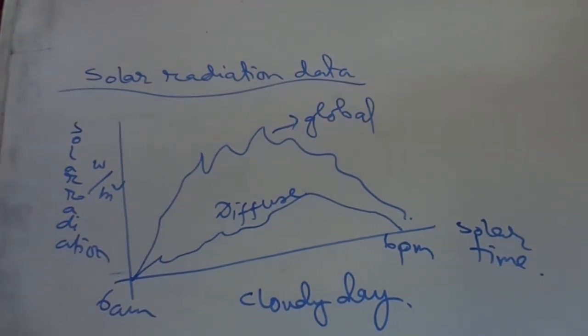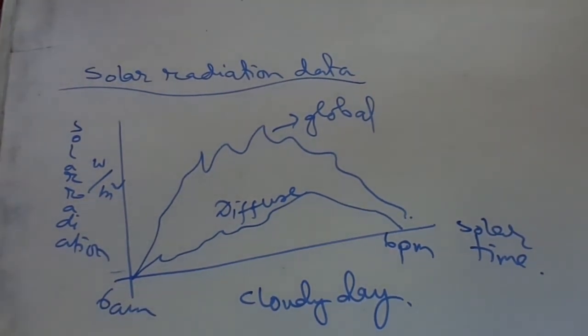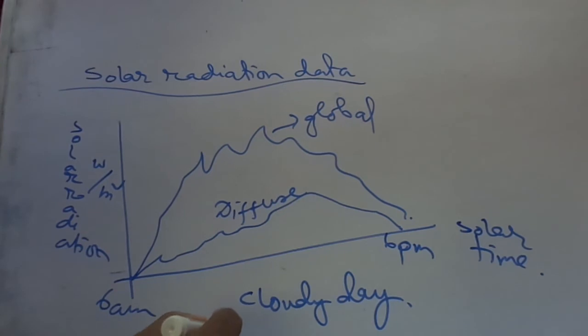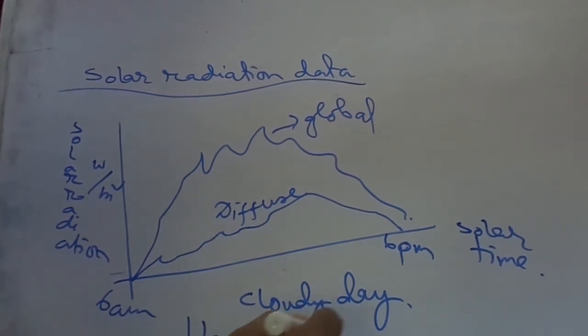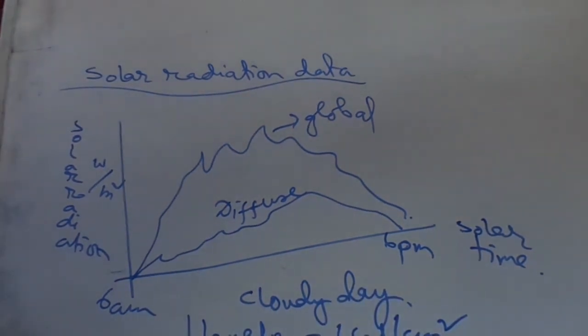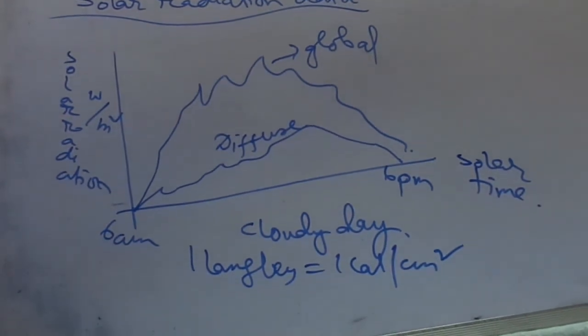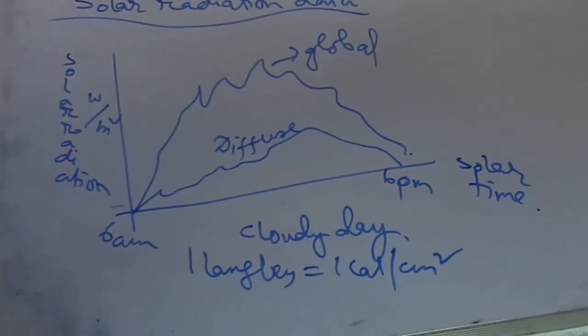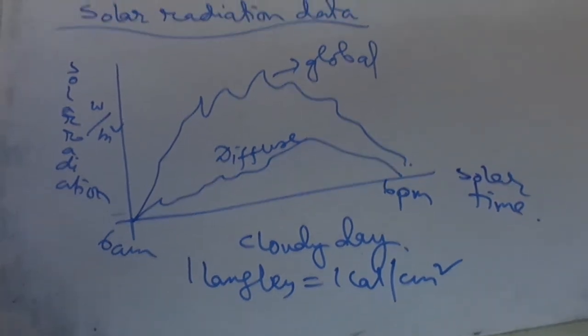An alternative unit for expressing solar radiation is Langley per unit time, where 1 Langley is equal to 1 calorie per centimeter square.